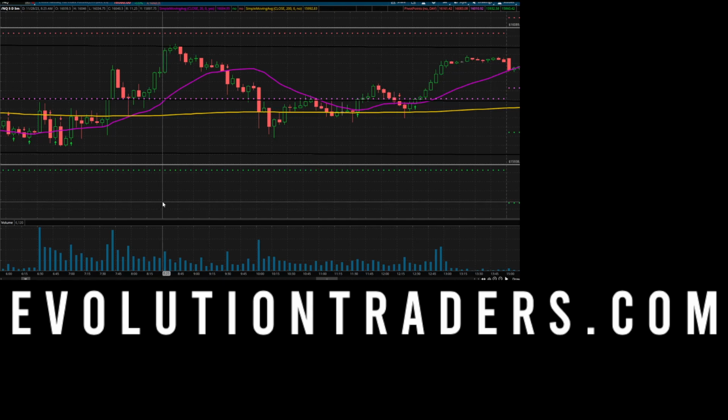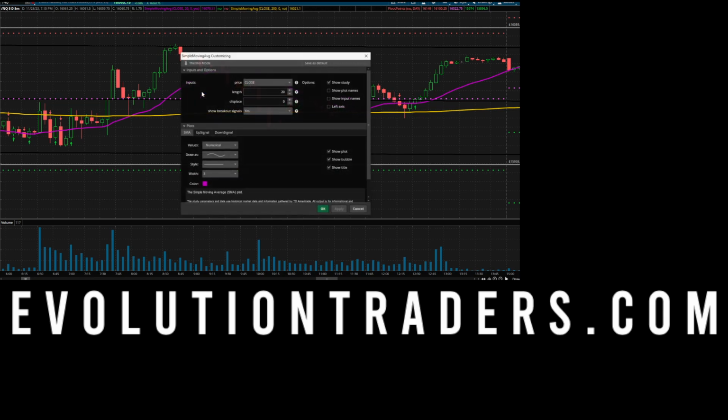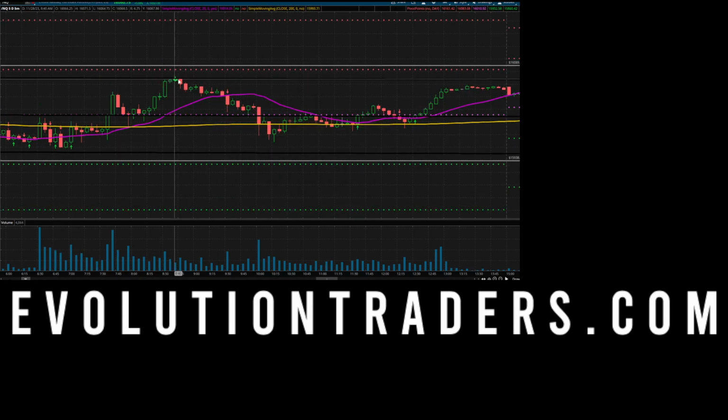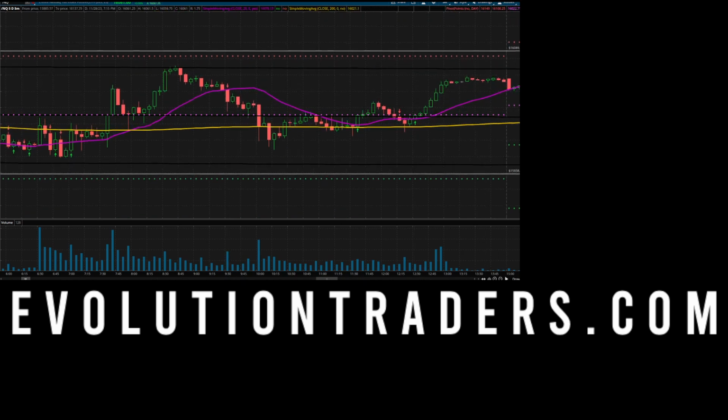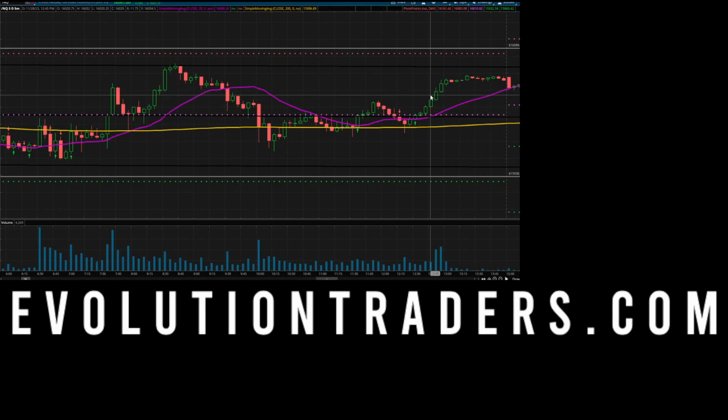So what we're looking at here is a few things. The yellow line is the 200 SMA. The purple line is the 20 SMA. What I do have turned on for the 20 SMA is, if I right click here and go to edit study, you're going to see show breakout signals. I turned it from no to yes. What that's going to do is give me these little green and red arrows every time we close over or underneath the 20 SMA. It just helps my eyes gravitate to those short-term changes in trend.